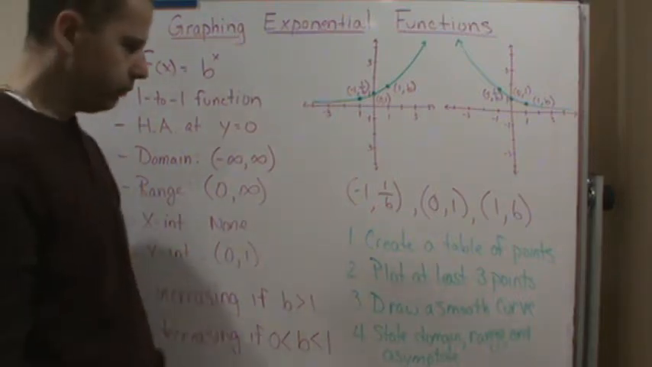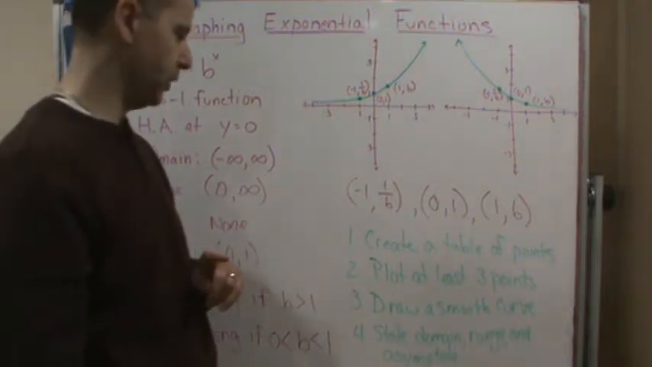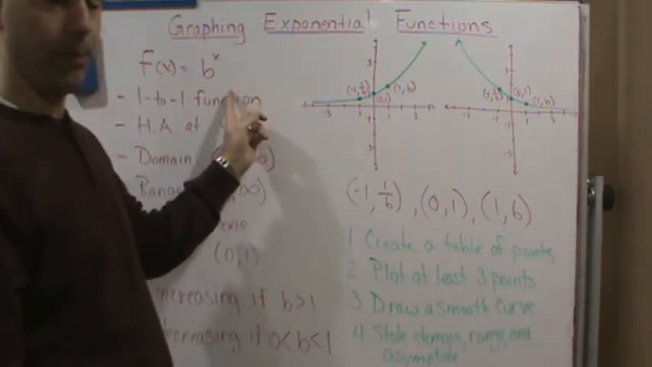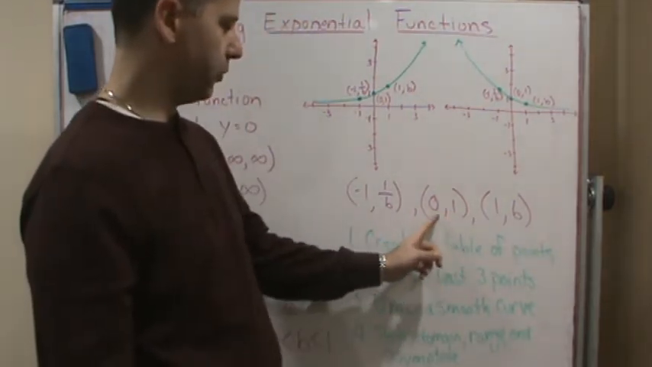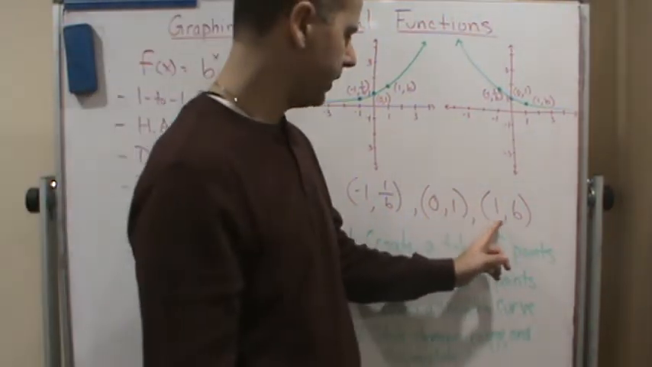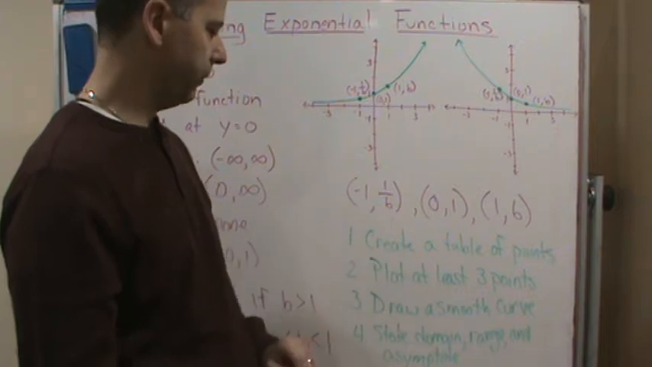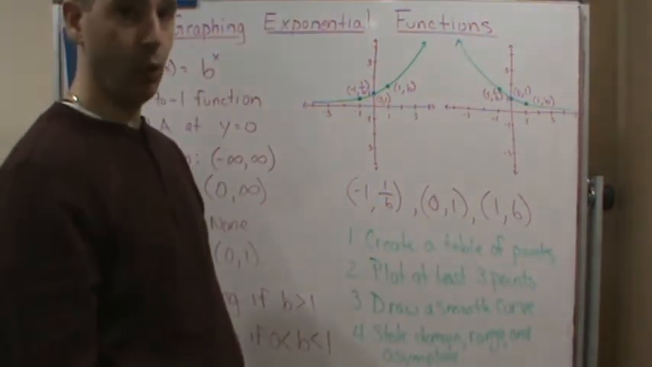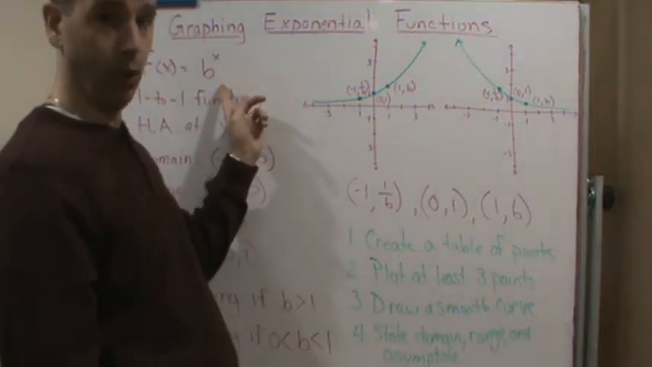Now, the other thing to keep in mind, and this is not in the textbook, is that an exponential function of this form always goes through these 3 points. Obviously it's going to go through (0, 1), which is the y-intercept, but it also goes through (1, b) and (-1, 1/b). So you can always plot these 3 points for any exponential function of this form.